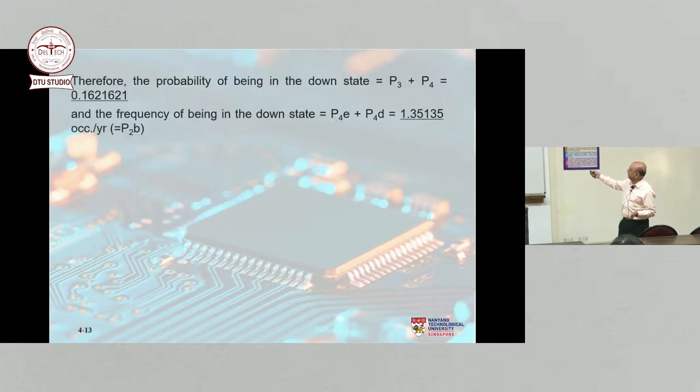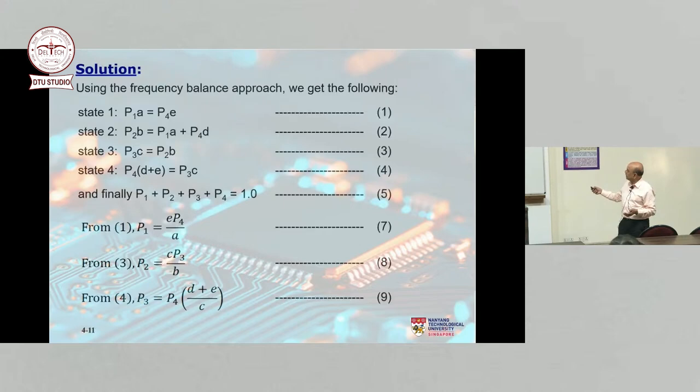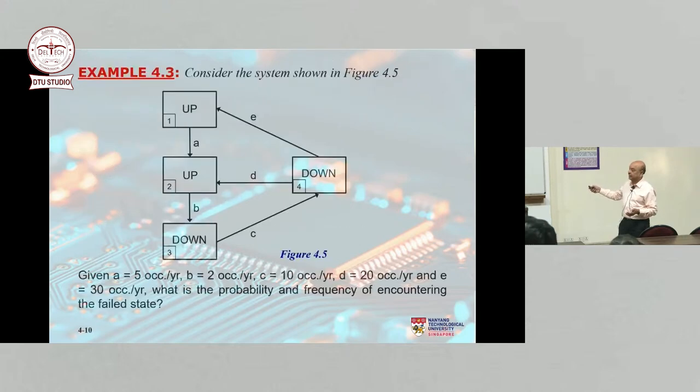So the frequency of being in the down state is P4 times (D plus E). So that's how we can find all the probabilities and the frequency of being in the down state or the frequency of being in the up state. I didn't ask you that question, but what's the frequency of being in the up state? You can draw a boundary around here, right? How is this boundary being entered? It's entered from here only, these 2 ways, correct? So it will be P4 times (D plus E), it's the same.